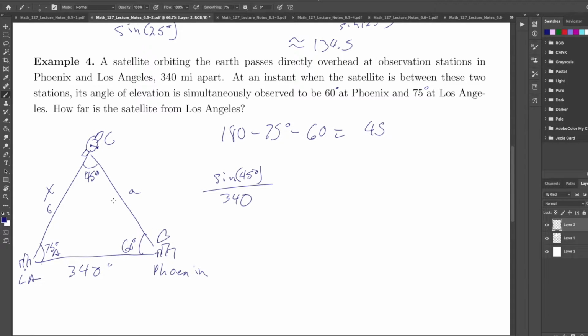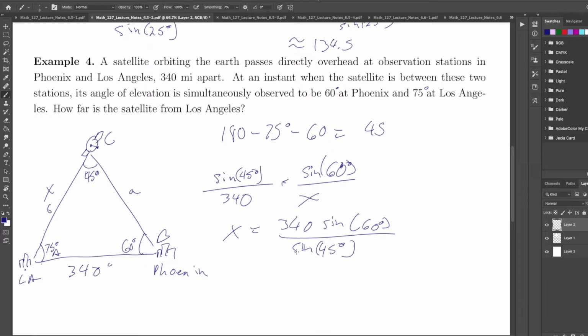And so here we're going to be doing the sine of C over C, and then we're going to do big B over this, and we know what that is at 60, so here will be sine of 60 degrees all over x. We solve for x, and so in this case x is equal to 340 times the sine of 60 degrees all over the sine of 45 degrees. And once we crunch it through a calculator, we get x is equal to the square root of 3 over square root of 2 times 340, which is approximately equal to 416 miles, right?